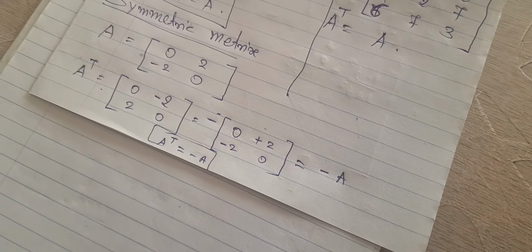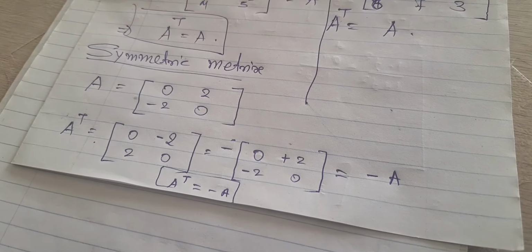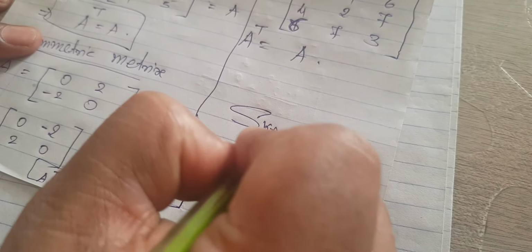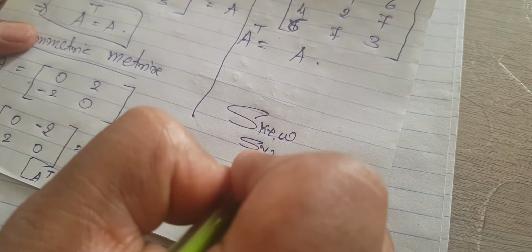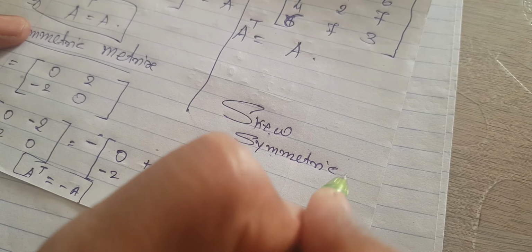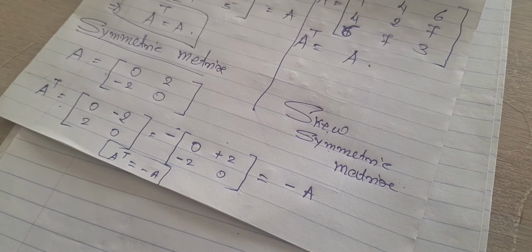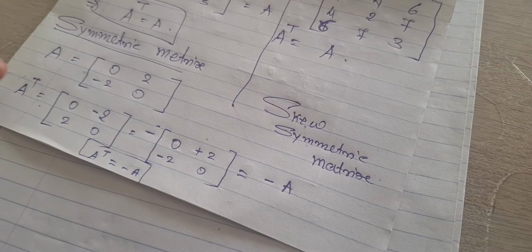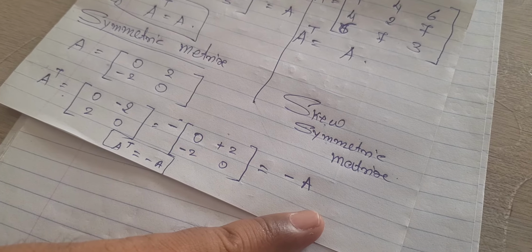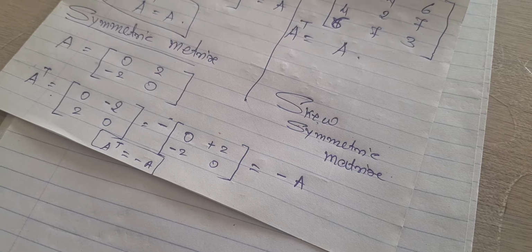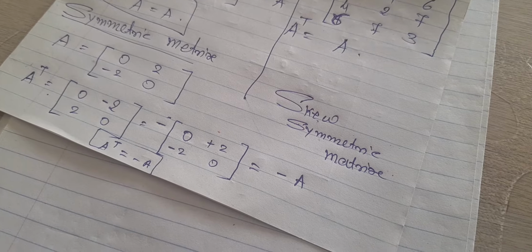When you have a relation like this in a square matrix A, you get what? A skew symmetric matrix. So whenever in a square matrix A you have the relation A transpose is equal to minus A, then that matrix is called a skew symmetric matrix. Understand? Clear? An example based on this will be very simple.